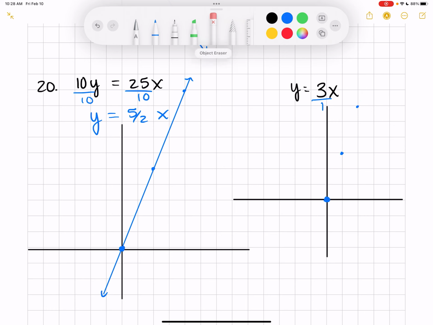Okay, well, if I can connect my dots, that would be great. So, yeah. And if it was negative, obviously it would just be going down instead. But it would do the same thing.